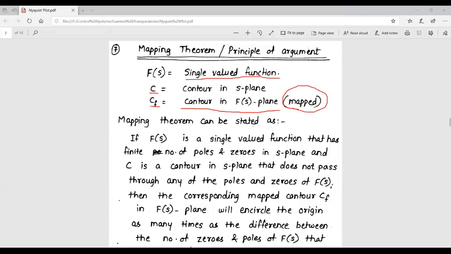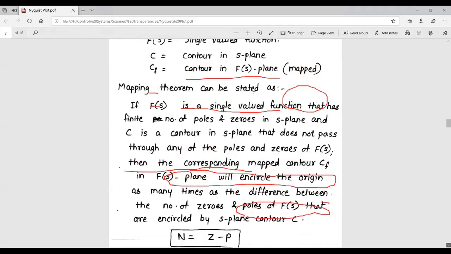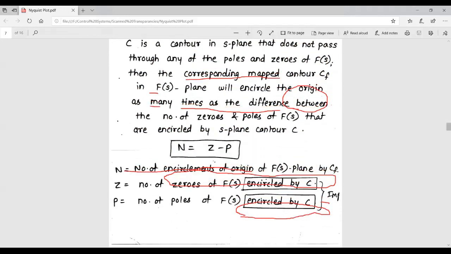Now, the mapping theorem states that if f of s is a single valued function that has finite number of poles and zeros in S plane, and C is a contour in S plane that does not pass through any of the poles or zeros of f of s, that means it does not pass through a singularity, then the corresponding mapped contour CF in f of s plane will encircle the origin as many times as the difference between number of zeros and poles of f of s that are encircled by S plane in contour C.